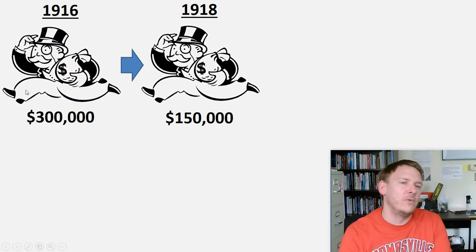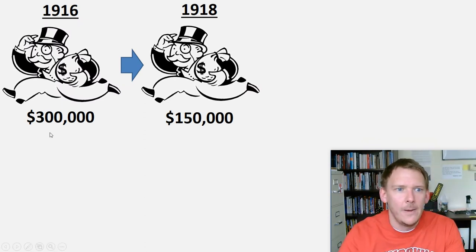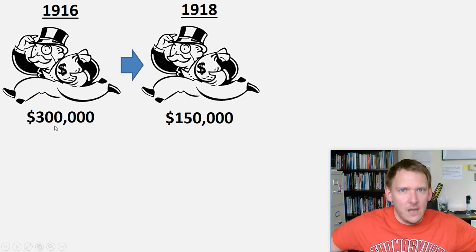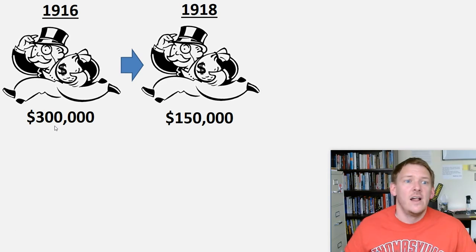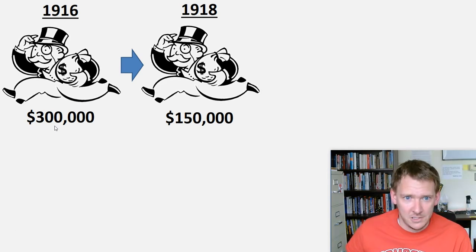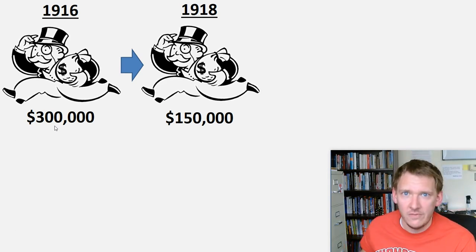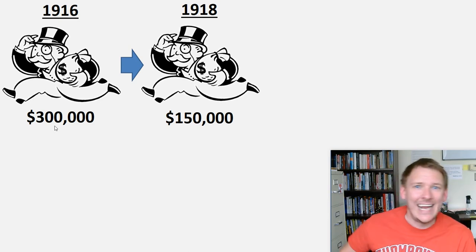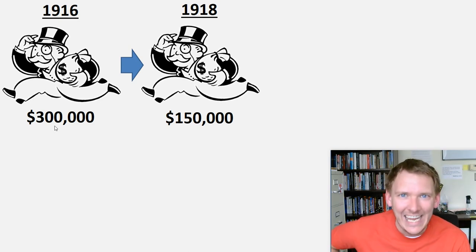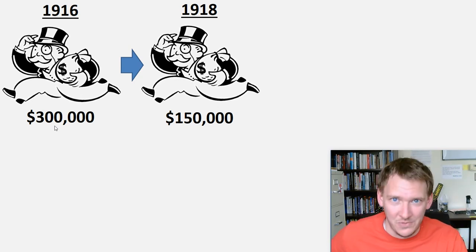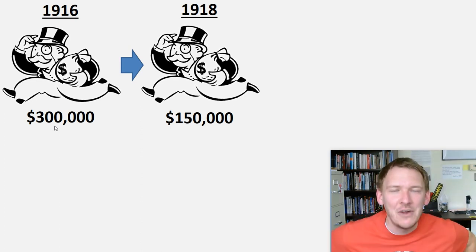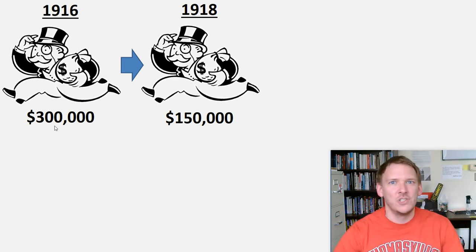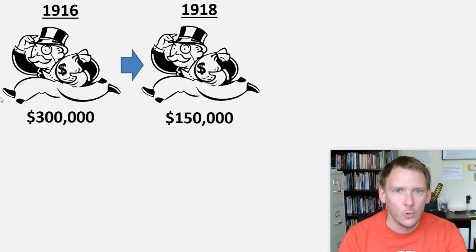So 1916, we're just kind of breaking it down here. $300,000, we'll just use that number since they may make more, but we know they don't make less than that. So in 1916, their taxable income was $300,000. 1918, it was only $150,000. Translation, in 1916, the government could take up to $300,000 from you. But by 1918, the government could only get their hands on $150,000. There was only $150,000 worth of taxable income.